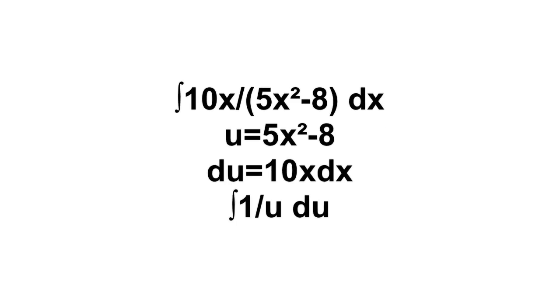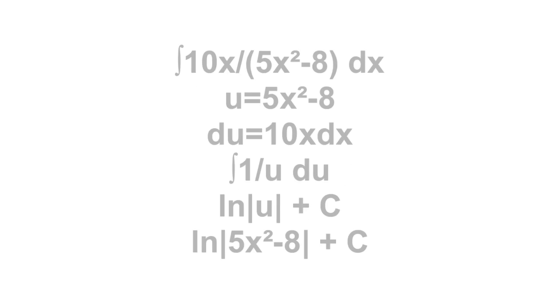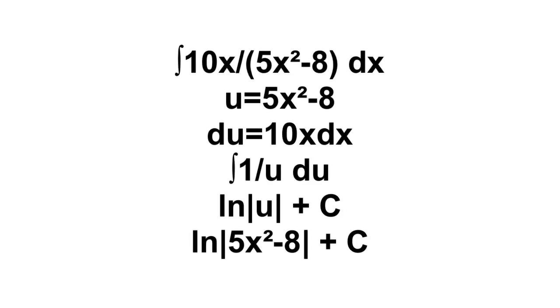Plug in u and du into the original problem, and you would get 1 over u du. Now you have a much simpler integral to solve, and you know that the antiderivative of 1 over u is equal to ln of the absolute value of u, so the antiderivative would be ln of u plus c. Plug in the original value of u to the answer and you will have ln of the absolute value of 5x squared minus 8 plus c.